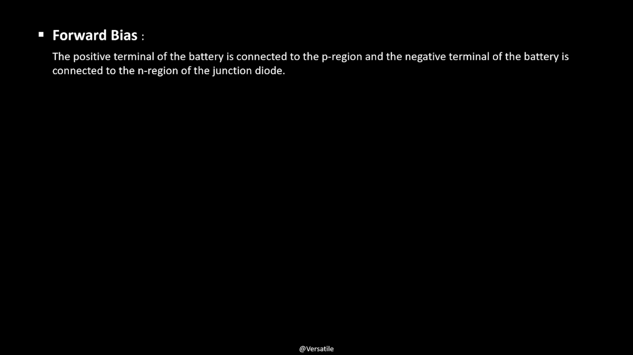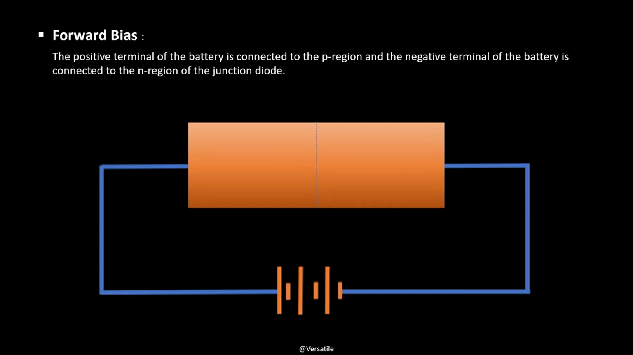The first one is known as forward bias, and in this configuration, the positive terminal of the battery is connected to the P region, and the negative terminal of the battery is connected to the N region of the junction diode, as you can see here in the diagram.